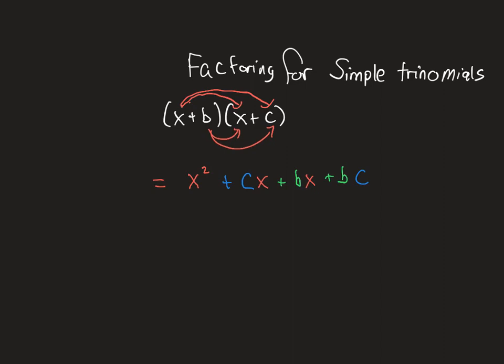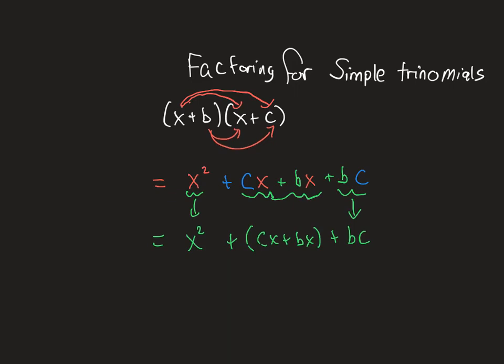Well, the X squared, there is nothing else that has a squared, so we bring it down. There's nothing else, X squared. But when I look at the CX and the BX, they're both common, so I'm going to put them both together in a bracket. And of course, BC is very lonely. It's British Columbia, so we're going to leave him alone.